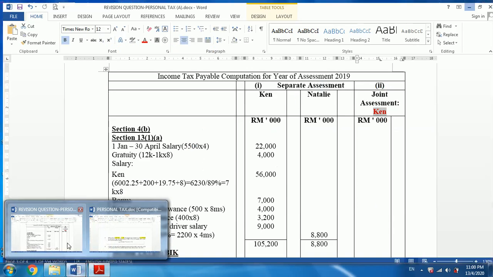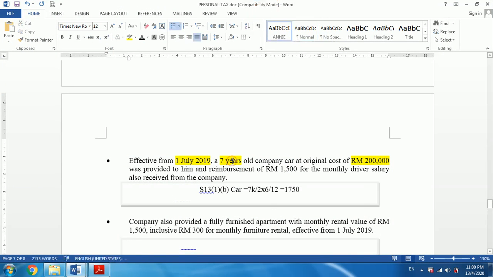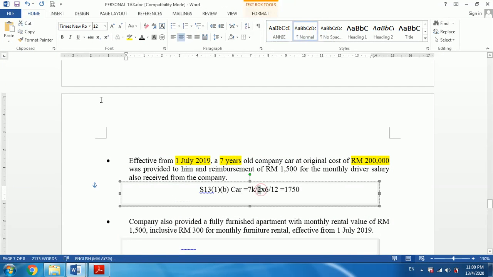But I can't put in the full 7,000 because this is an old car, more than 5 years. So I will need to halve it first for the old car. And next, because the car was provided since July, it will be July until December, which is half a year, so times 6 divided by 12. So our taxable amount for BIK car will be 1,750.